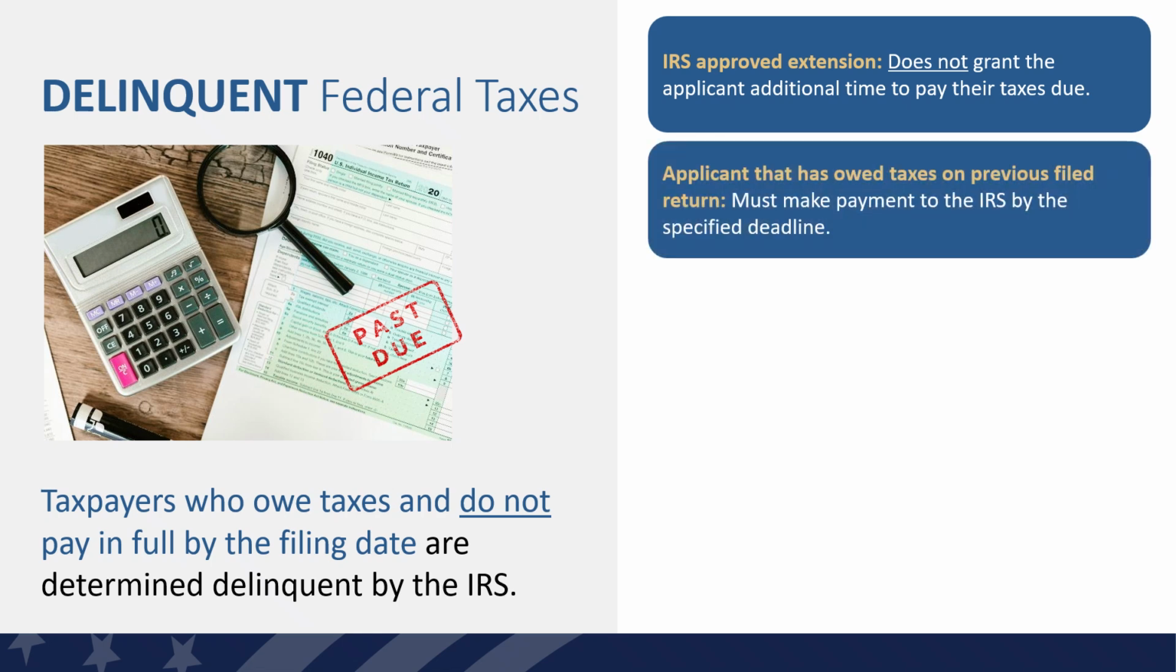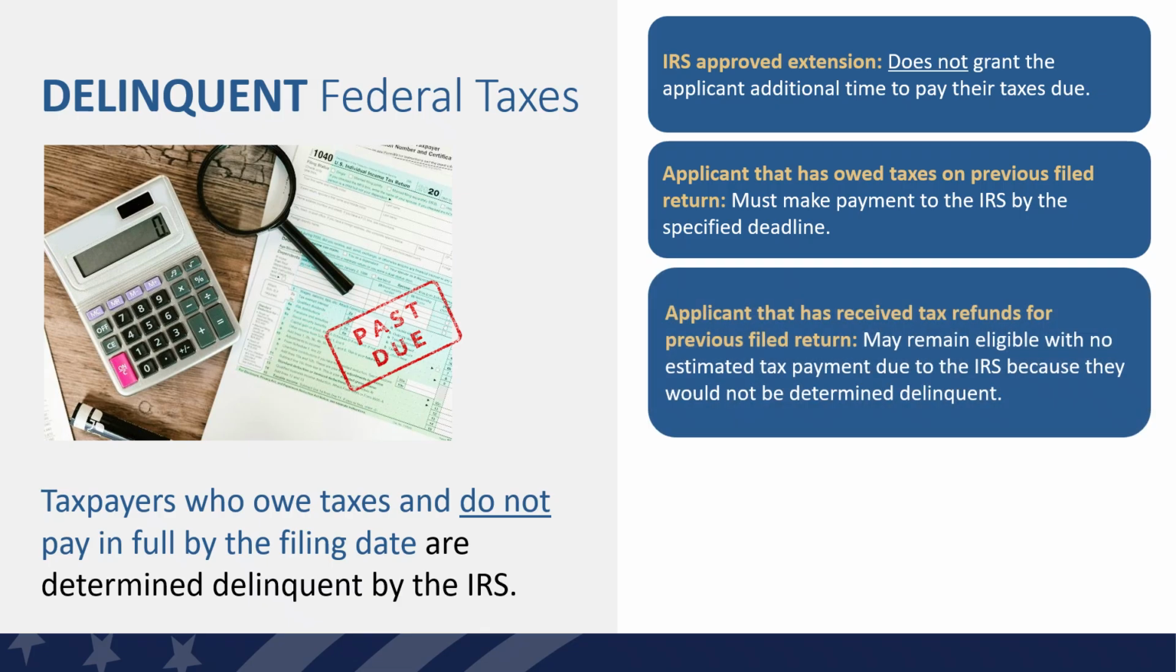An applicant that has owed taxes on previous filed returns exhibits a pattern of taxes due. Therefore, an estimated tax payment must be made to the IRS by the specified deadline. The applicant may file their return at a later date and still remain eligible for a guaranteed loan if that payment is made. Now, if an applicant has received tax refunds for previous filed returns, they may remain eligible with no payment due because they would not be determined to be delinquent as they historically have not paid in.